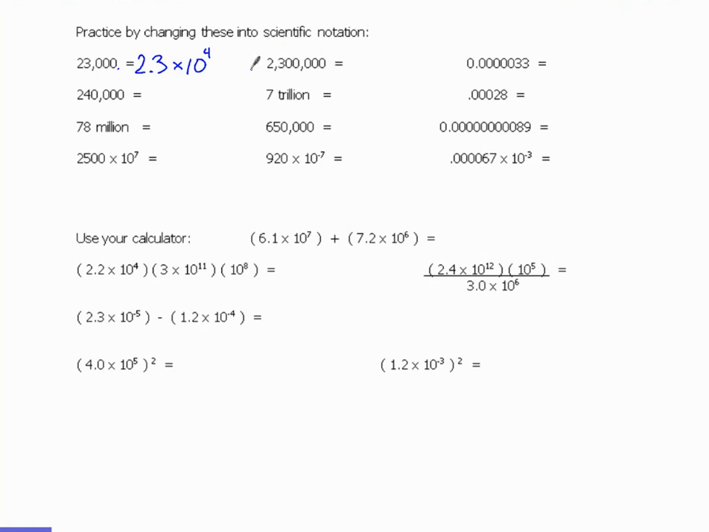Here we have 2,300,000. Again, we start with our number between 1 and 10, 2.3. Multiply it by 10, and we're going to give it an exponent. Again, we're moving the decimal to the left, which means it will be positive, and we are moving it 6 places. 2.3 times 10 to the sixth power.